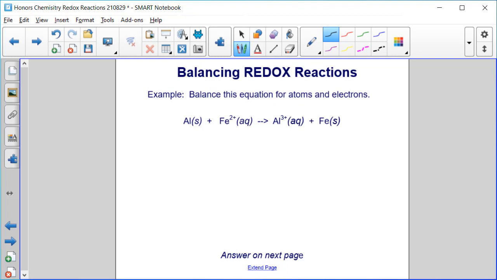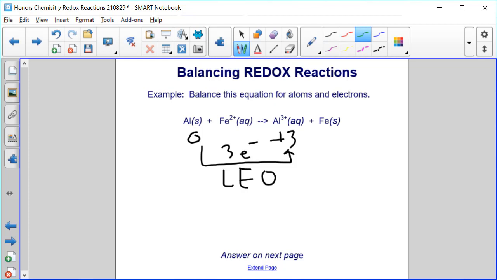So let's look at what happens to the aluminum here. Aluminum goes from 0 to +3. So it's getting more positive. That means it's losing electrons. This is losing electrons, which is oxidation. And how many electrons are we losing here? 3.